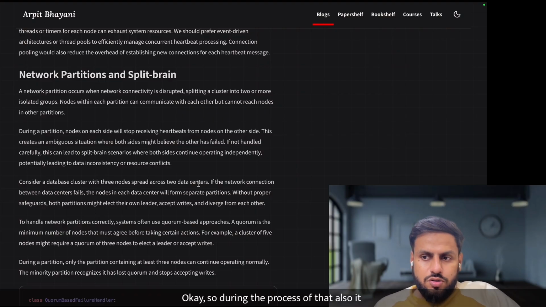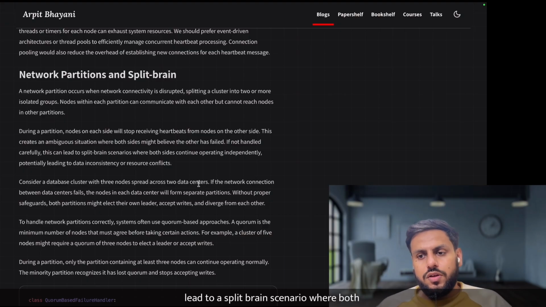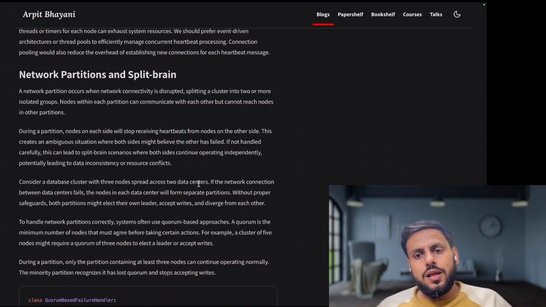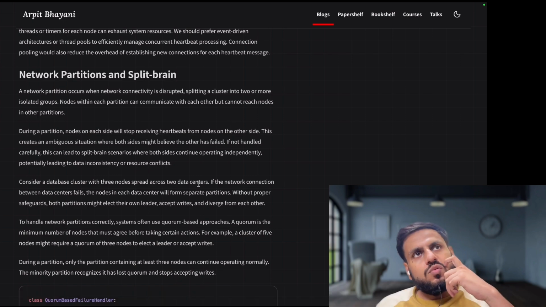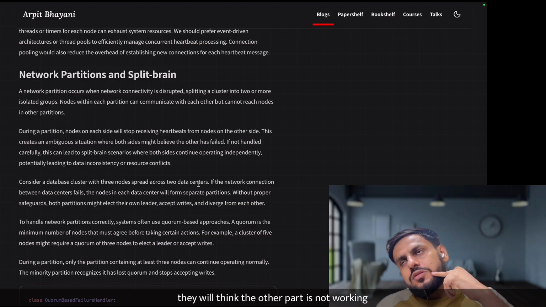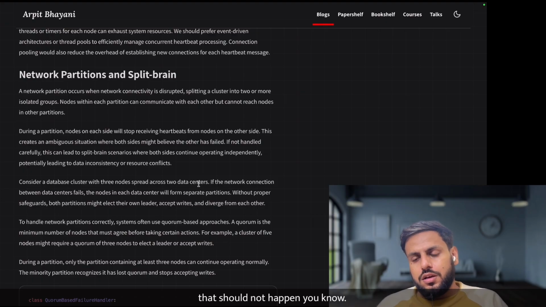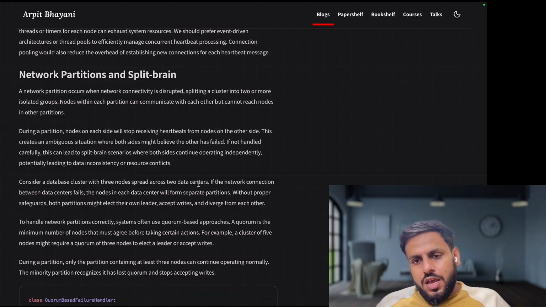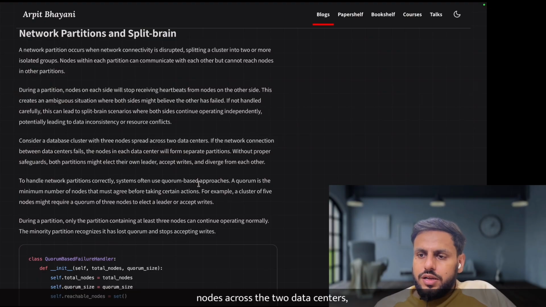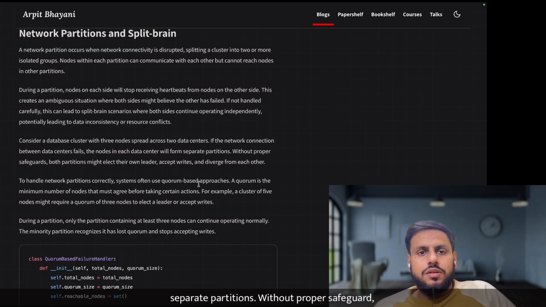If not handled carefully, this can lead to a split brain scenario where both sides continue operating independently, potentially leading to data inconsistency and resource conflicts, because they will think the other part is not working and manage accordingly. That should not happen. Consider a database cluster with three nodes across two data centers. If the network connection between the two data centers fails, the nodes in each data center will form separate partitions.